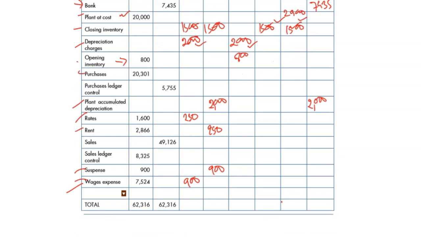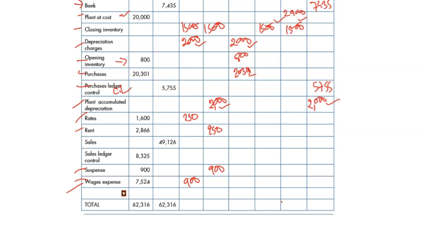Opening inventory, there is no adjustment, but opening inventory is an expense in the SPL, so 800 into the SPL. Purchase is an expense and there is no adjustment, so it goes to the SPL, 20,301. Purchase ledger control is a current liability, there's no adjustment, so it goes to the SOFP credit, 5755. Plant accumulated depreciation is a credit in the SOFP. It's a kind of liability, you can call it, but we call it a provision.